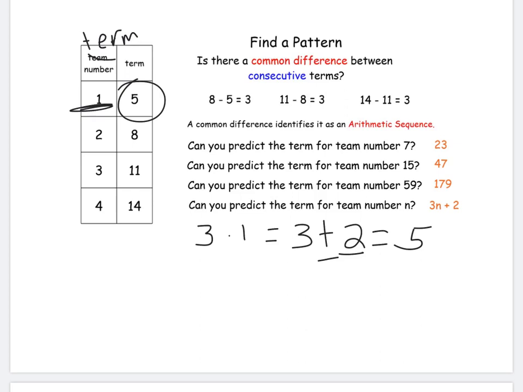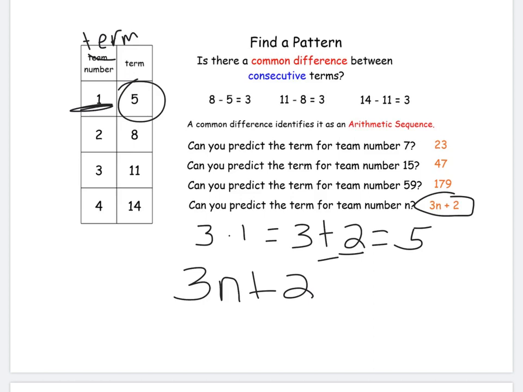So to make my expression, which you can see here already is listed, 3n plus 2, I have to take my common difference, and where I multiplied it by 1, I'm going to substitute that 1 with an n. So I have 3 times n, and then I added 2 to the 3 to get the 5. So I have plus 2. So my expression is 3n plus 2.